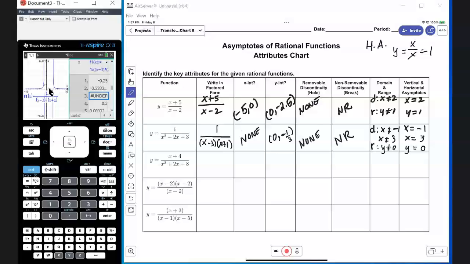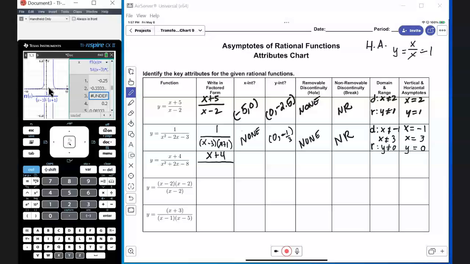Everybody, let's look at the third row. Is that written in factored form? No. Are you guys listening? I have one person listening. Is this written in factored form? No. So what are you going to write? x plus 4. What are the factors of x squared plus 2x minus 8?